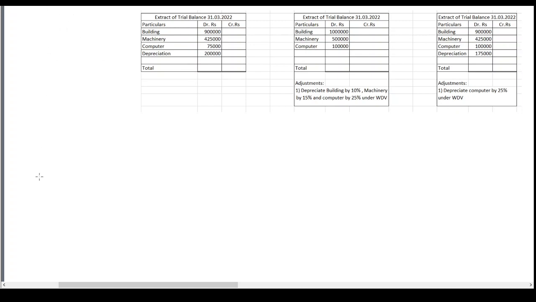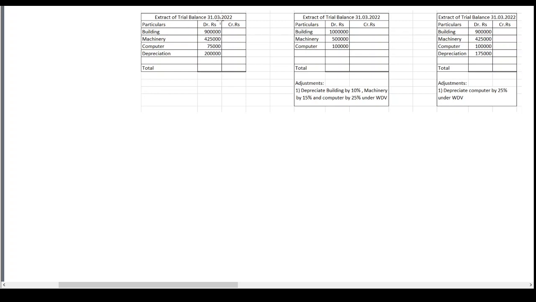Now in this video we'll again deal with depreciation. Many of you would have encountered depreciation inside and outside the trial balance. So here we are going to unravel the mystery. If depreciation is shown inside the trial balance, how to deal with it? If depreciation is not shown inside the trial balance, then how do you deal with it? So we can see an illustration here which I have written for you.